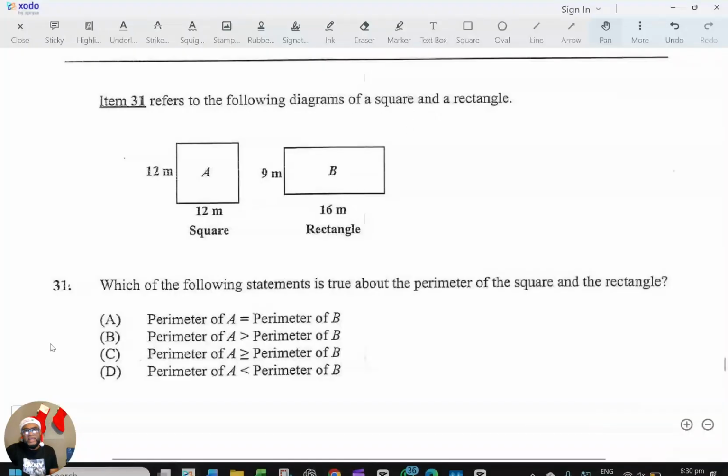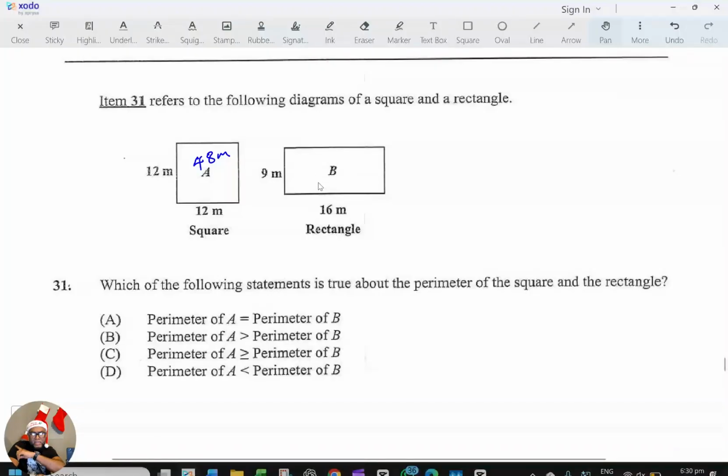Item 31 refers to the diagrams of the square and the rectangle. Which of the following statements is true about the perimeter of the square and the rectangle? So we're dealing with perimeters, right? The perimeter here will be 48. And the perimeter here will be what? 16 and 16 is what? 32. 32 plus 18 is what?